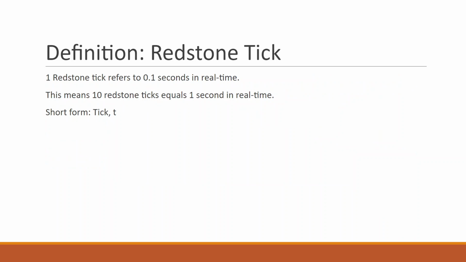So, yeah. Now we come across a bit more technical terms, which is redstone tick. I basically have touched on it before, but I will still talk about it now. One redstone tick refers to 0.1 seconds in real time. This also means that 10 redstone ticks is equivalent to 1 second in real time. The short form of redstone tick used by me is either tick or just T. Sometimes T would usually be used in some documents, I think. I normally would just pronounce it as tick.